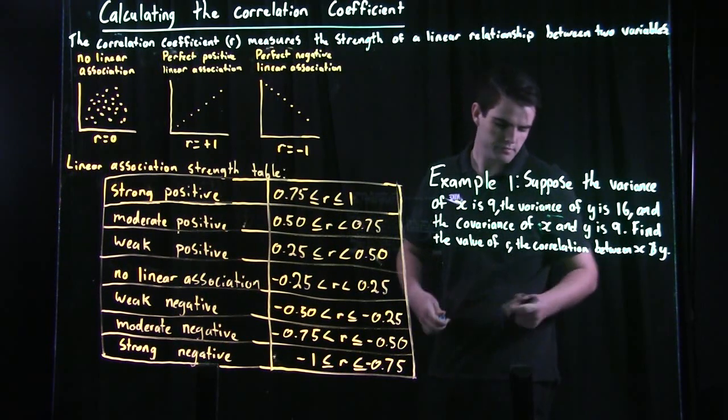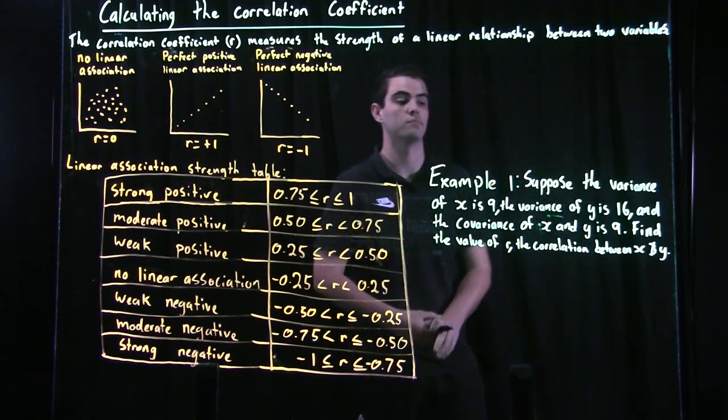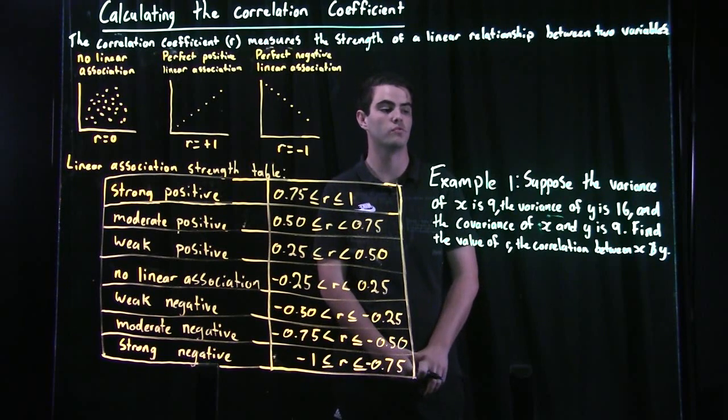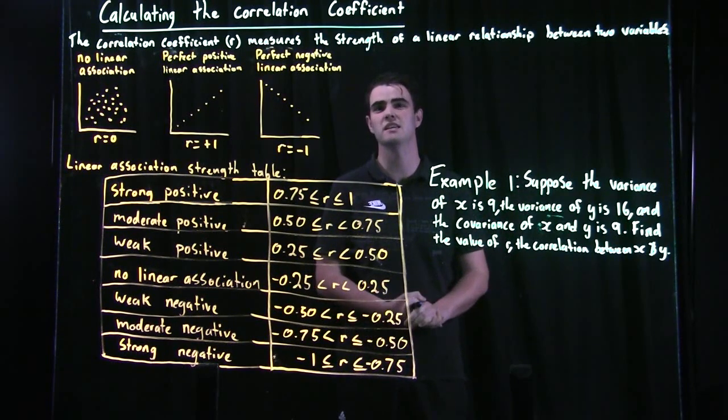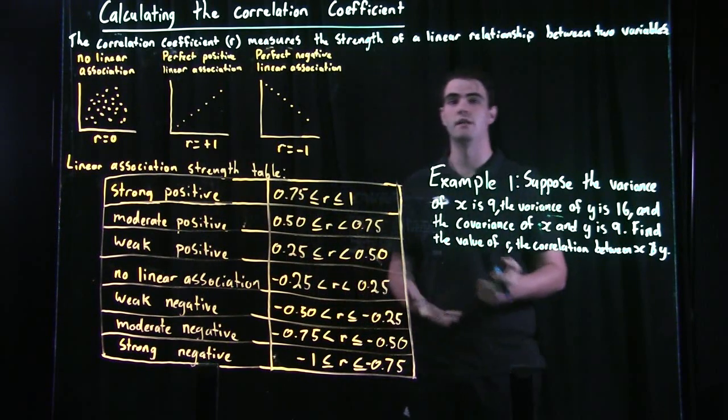All right, with our worked example, suppose the variance of x is 9, the variance of y is 16, and the covariance of x and y is 9. Find the value of R, the correlation between x and y. What this question is pretty much asking us is to find the correlation coefficient. Down the bottom there it just says that.